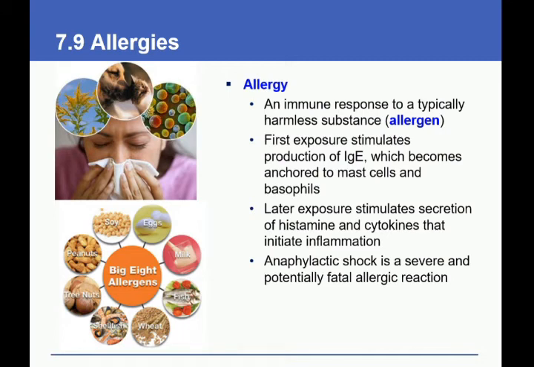Allergy. An allergy is an immune response to a typically harmless substance called an allergen. The first exposure stimulates the production of IgE, which becomes anchored to mast cells and basophils. Later exposure stimulates secretion of histamine and cytokines that initiate inflammation. Anaphylactic shock is a severe and potentially fatal allergic reaction.